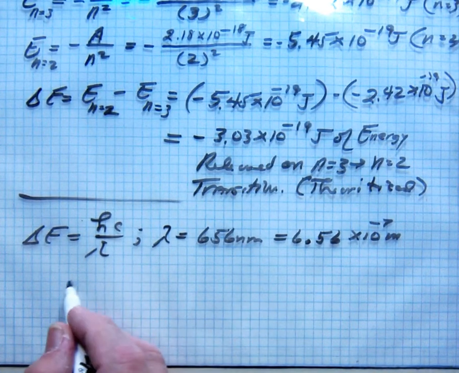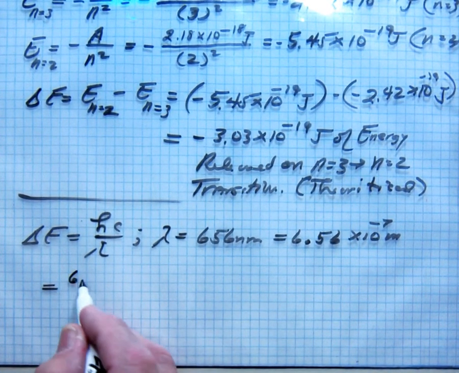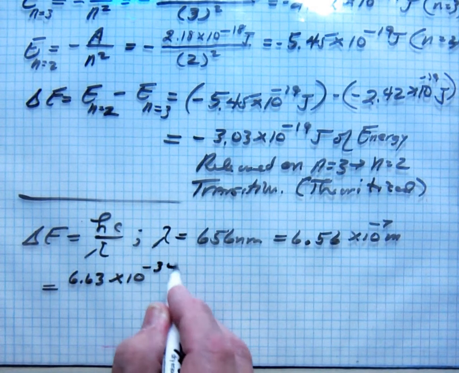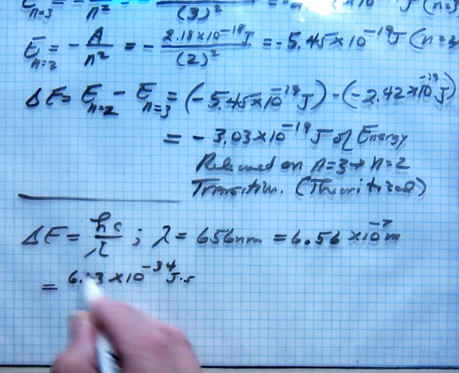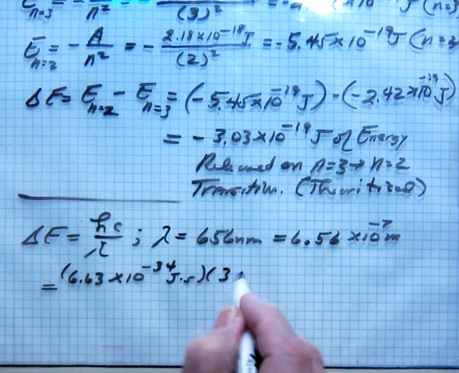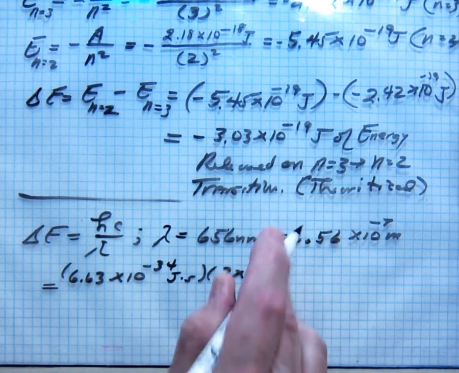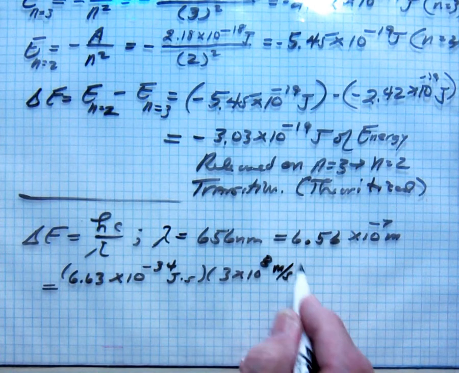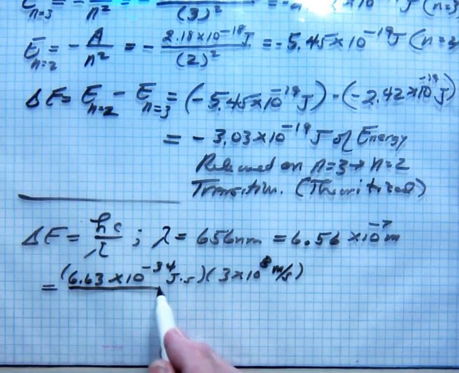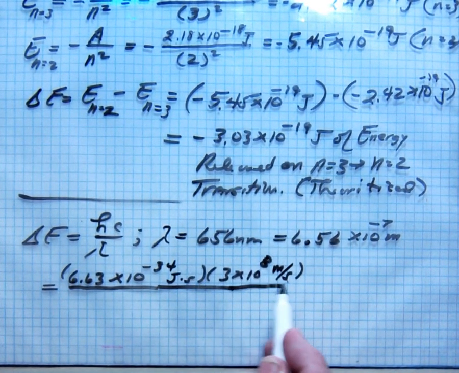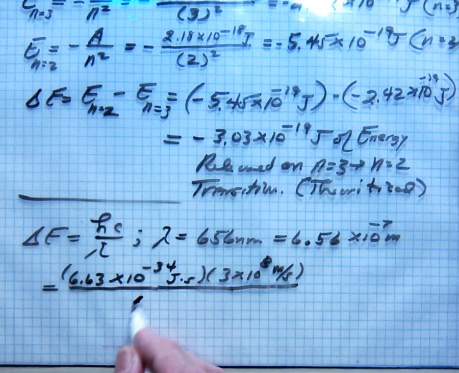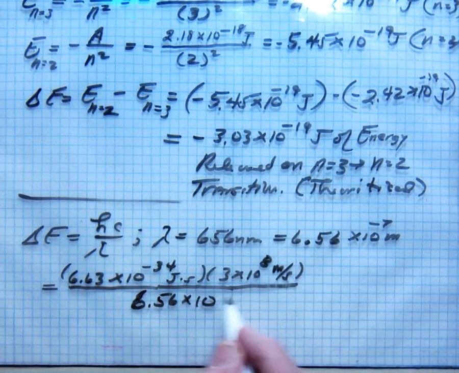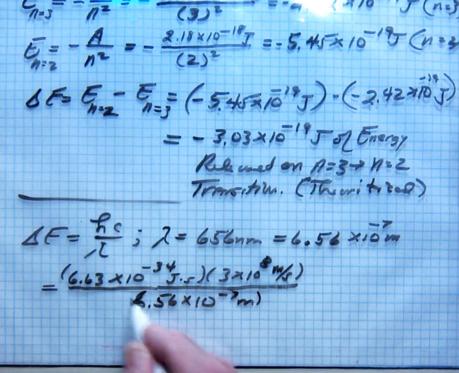So this is equal to 6.63 times 10 to the minus 34 joule seconds, and 3 times 10 to the 8th meters per second, divided by a wavelength of 6.56 times 10 to the minus 7th of a meter.